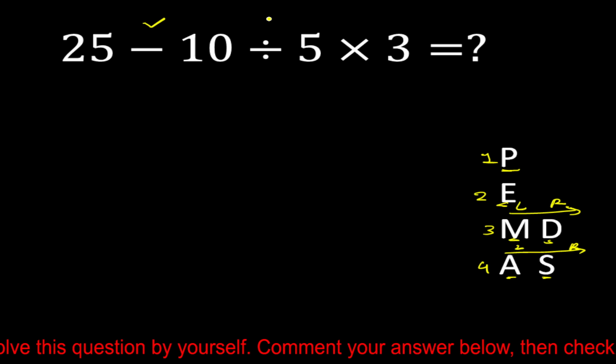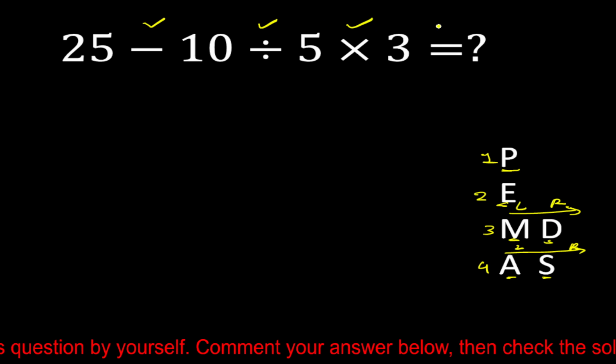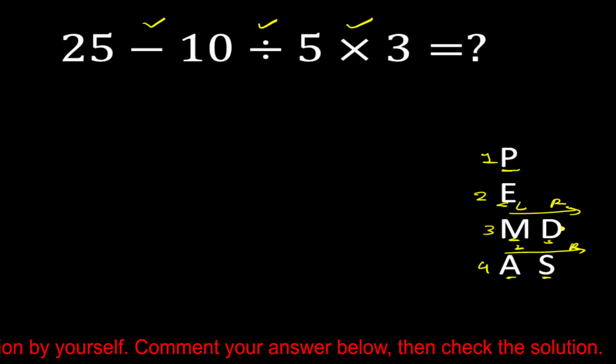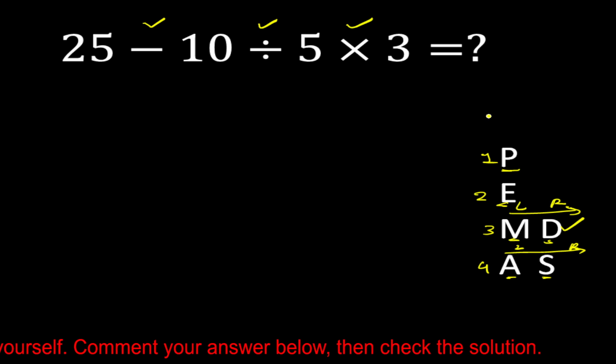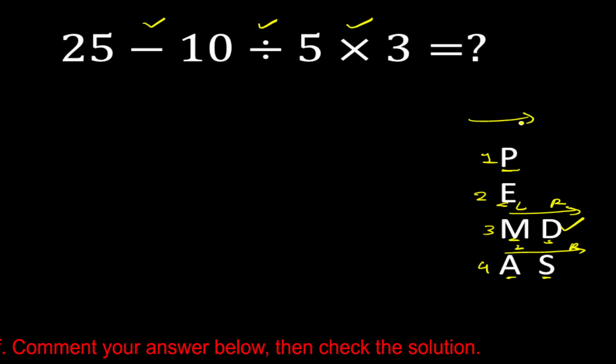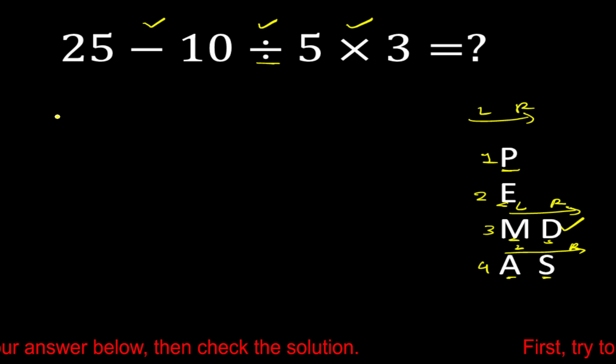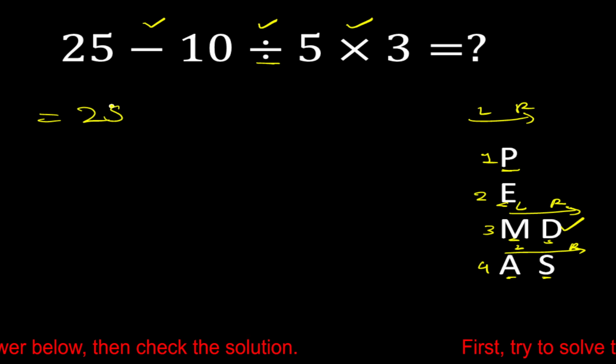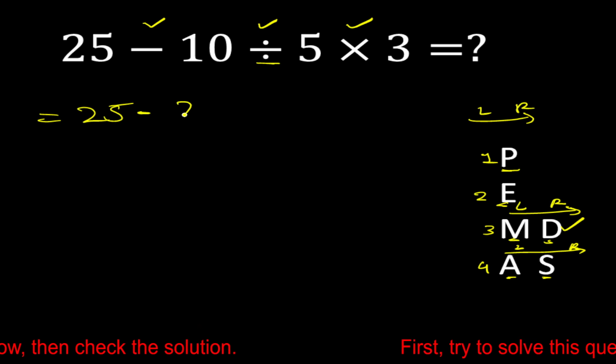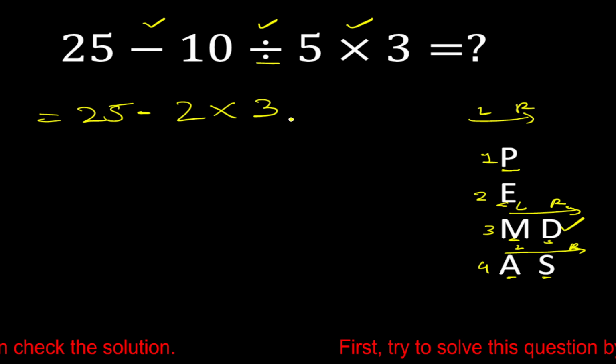In this question, we have one subtraction, one division, and one multiplication. So first we have to solve multiplication and division, and both have equal priority. So we have to solve it from left to right. Okay, so first we have to solve this division. It is equal to 25 minus, now 10 divided by 5, multiply 3.